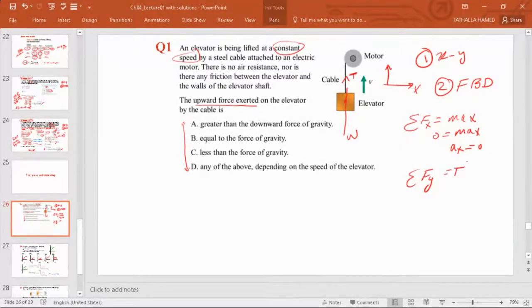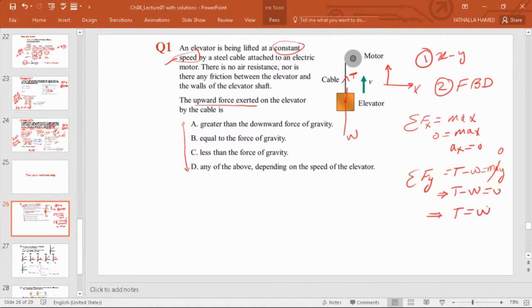you will have the tension acting up, positive, minus the weight, which is acting down, equal to may. But they told you that you are basically moving with constant speed, up. That means your velocity in that direction is constant, meaning that the a is 0. So the ay here will equal to 0, meaning that T minus W should equal to 0. And that will tell you that T is equal to what?